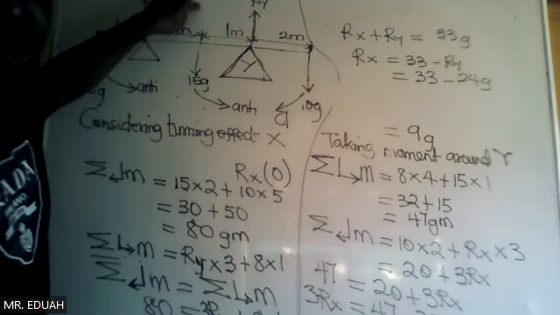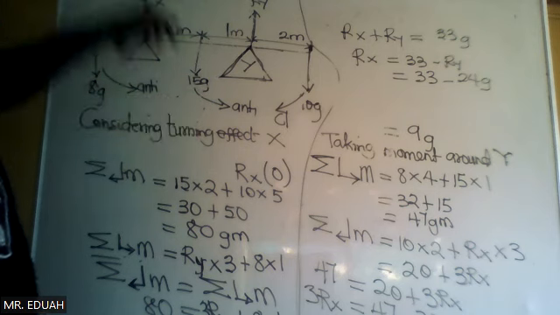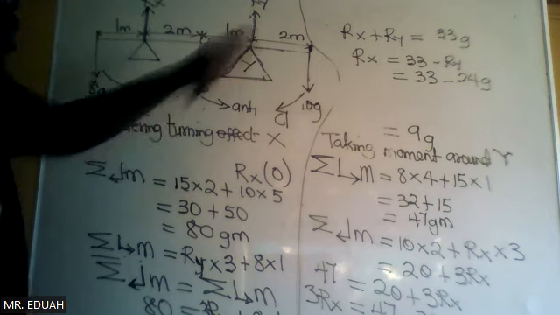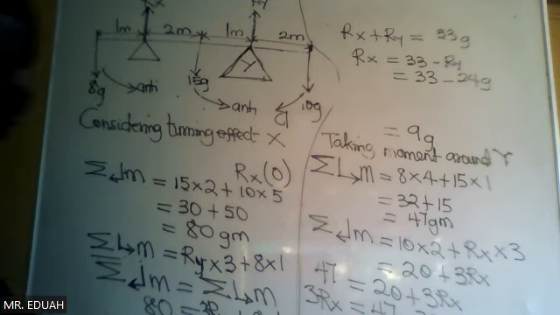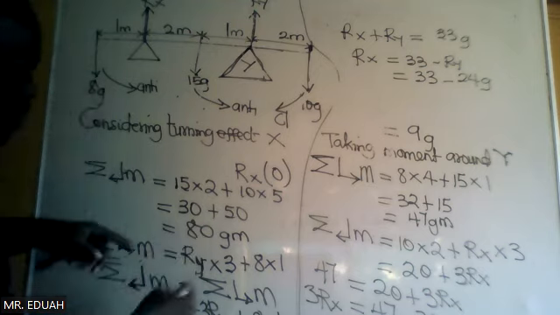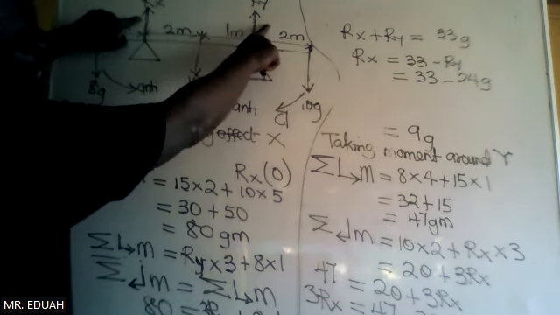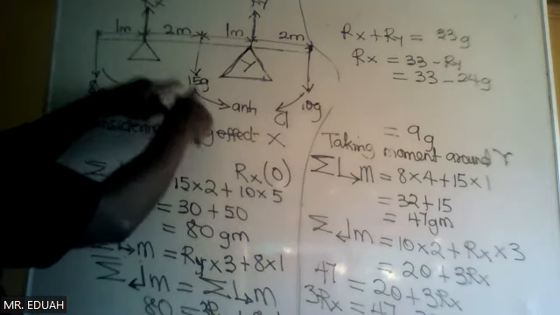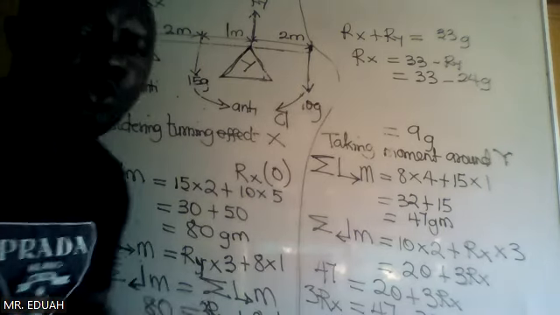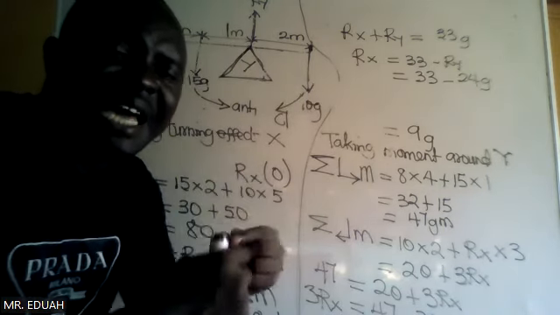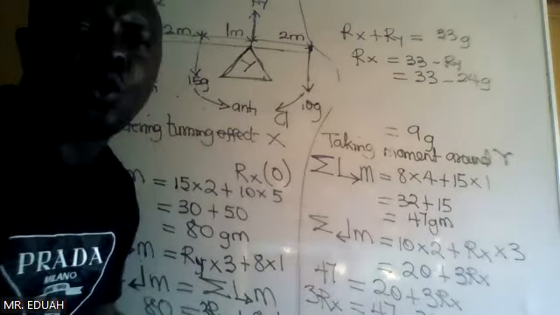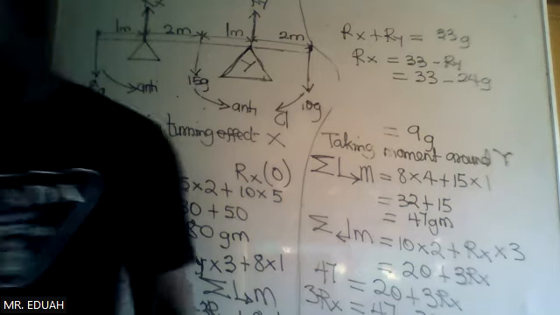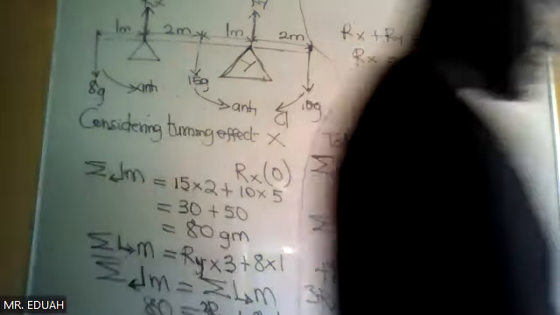So that when you finish, you use the second rule as a check whether your answers are correct or wrong. Because the second rule is that the sum of upward forces must equal the sum of downward forces. So if whatever you had is right, then when you sum the Ry and Rx values you've obtained, it must be equal to 8 plus 15 plus 10. So the second rule serves as a check on the correctness of your answers. That's what I'm saying. Is that okay? Yes, please.